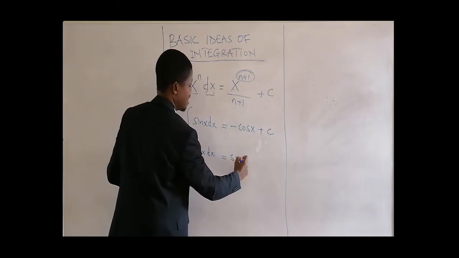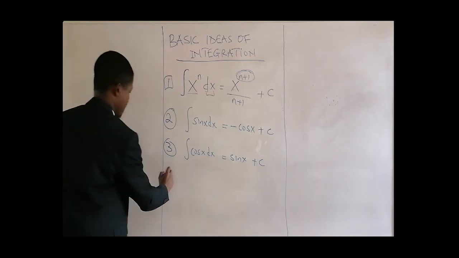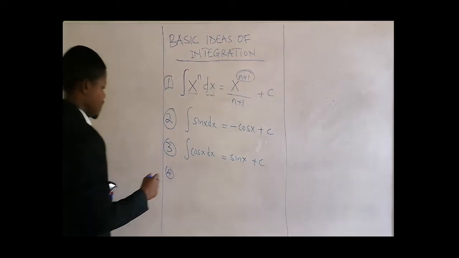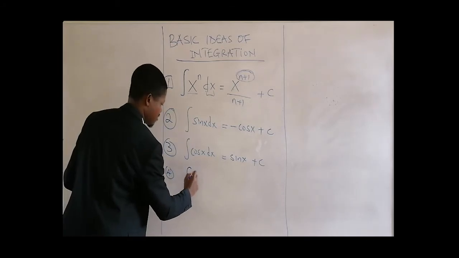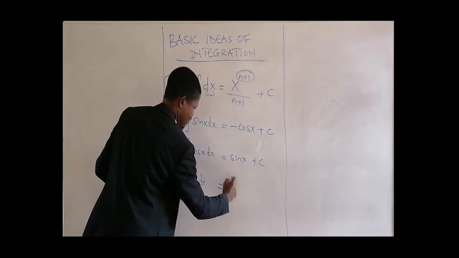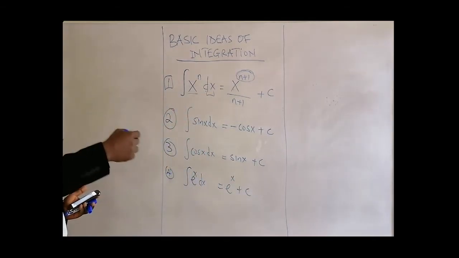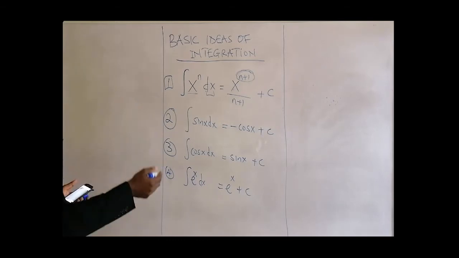Sine x, then plus the constant of integration. Okay, what again? For the exponential function, the integral of e^x dx gives you that same function plus c. But there is an exception to this. When we get there, I'll tell you. The exception is, let me mention it briefly.